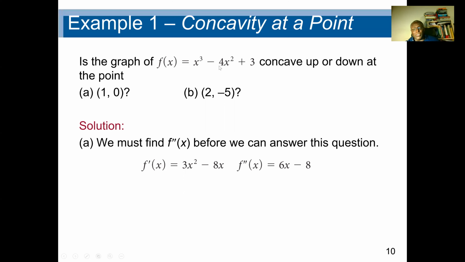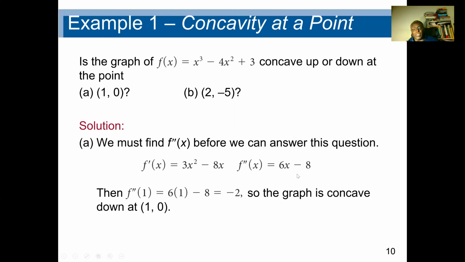Then we look for the second derivative. If I have 3x squared, then it will be 6x minus 8. So our second derivative is 6x minus 8. Now we know the second derivative of the function. The next thing is that we are going to substitute the interval. We have 1 and 0. So the second derivative when x is 1 will be 6 times 1 minus 8, which gives me -2. So the graph is what? Is concave down at 1 and 0.